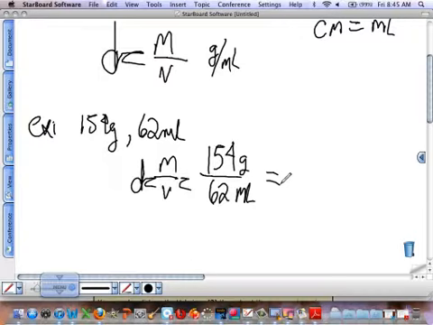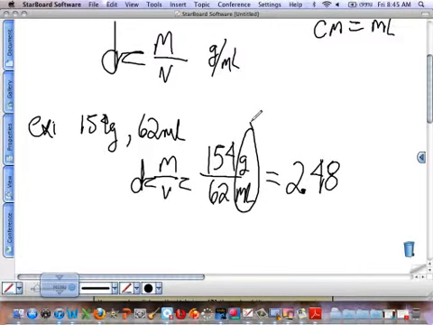2.5? Let's go a couple extra decimals on that. 2.48. I'm not going to be a stickler with sig figs. We're a little early to be teaching sig figs. So 2.48, 2 decimal places works great for me. Okay? Now, look at your units right here. That's where we get our units from. Grams divided by milliliters. Therefore, grams per milliliter. 2.48 grams for every milliliter. That's your density.